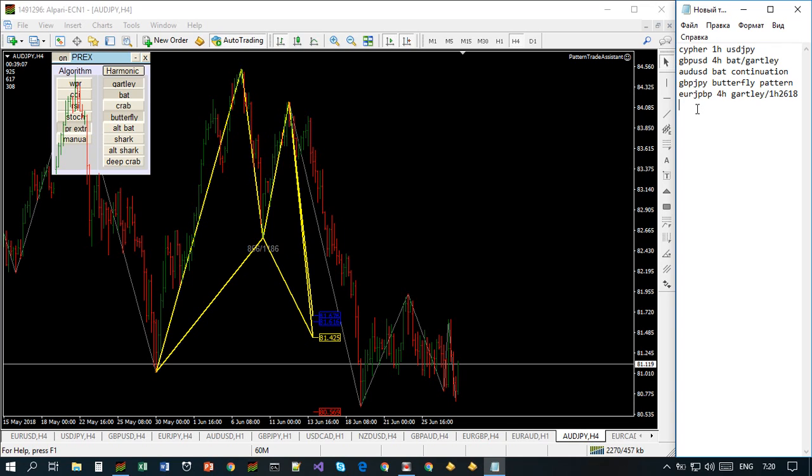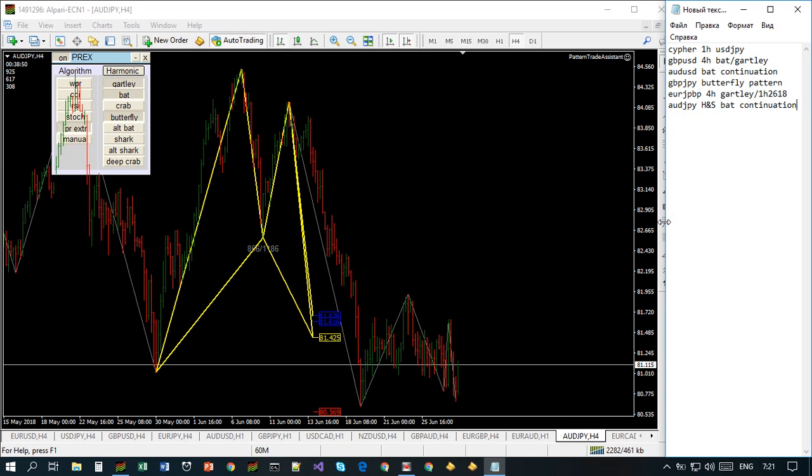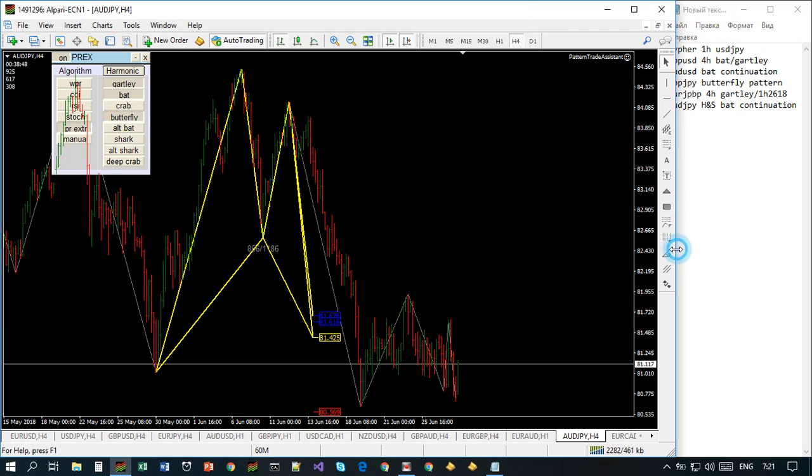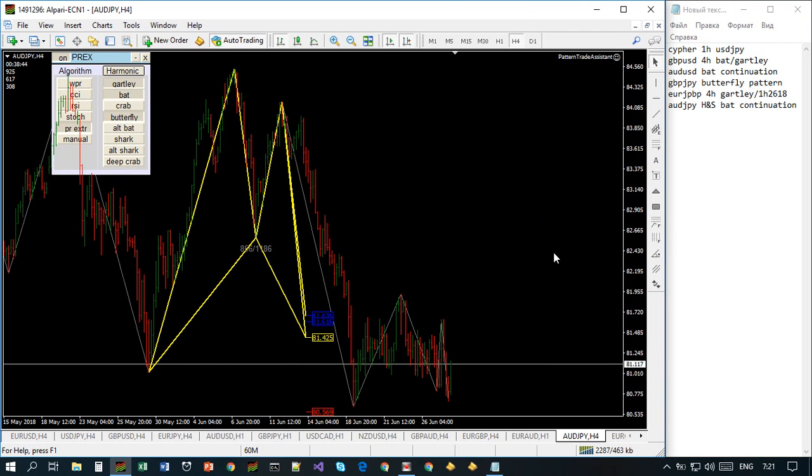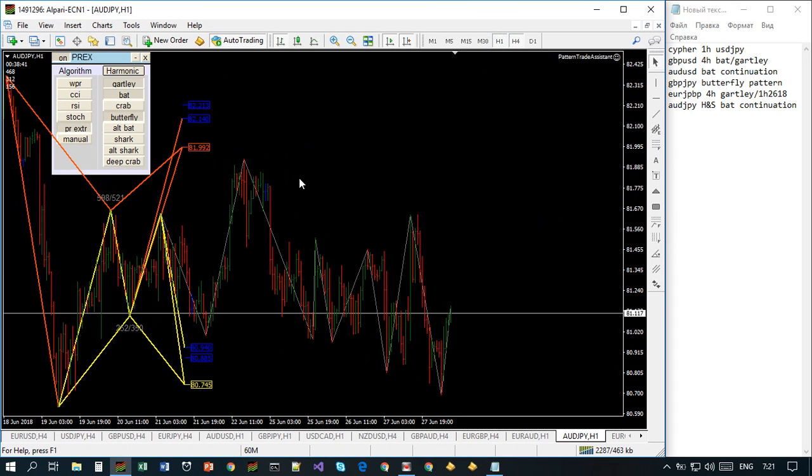Let us type it this way: AUDJPY H and S, but continuation. Okay. One hour. Harmonic advance say nothing.